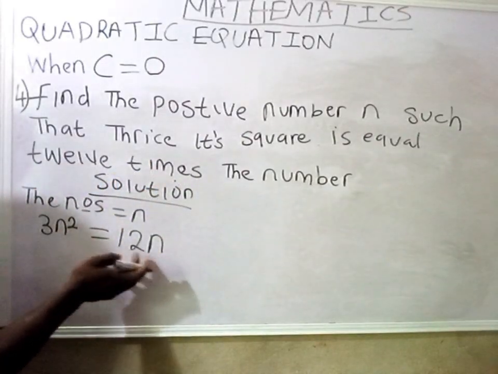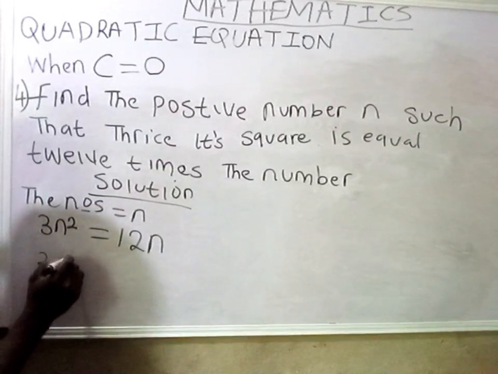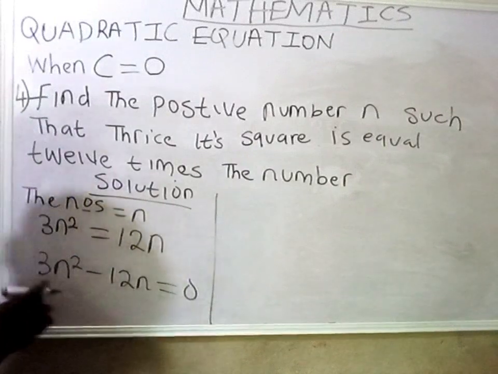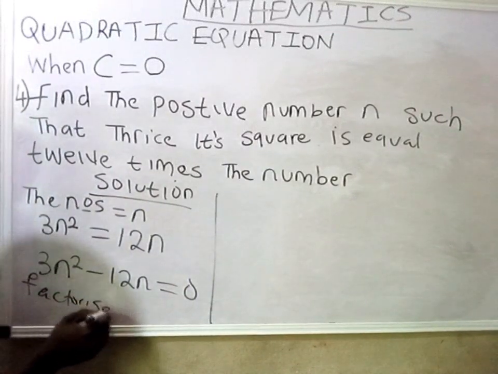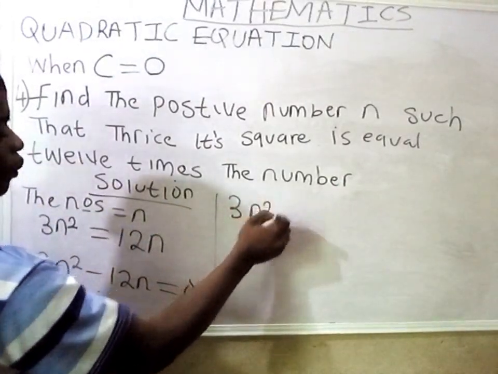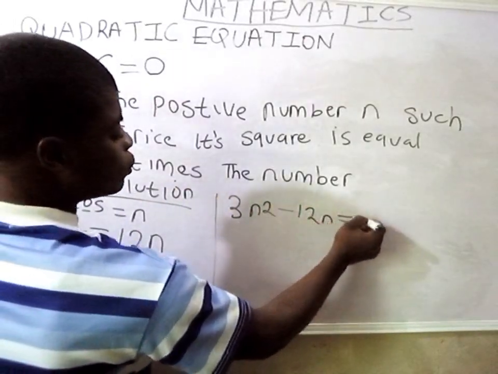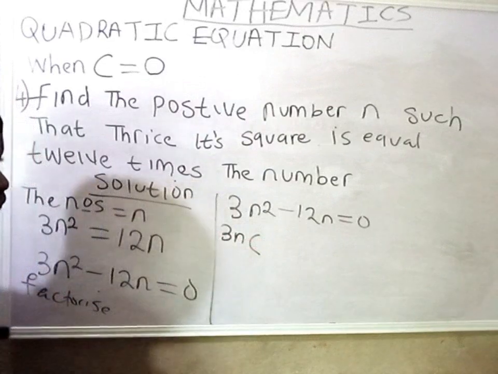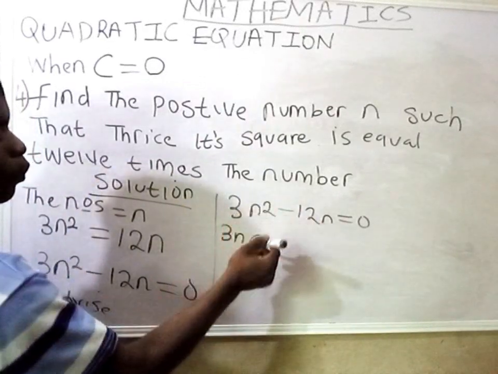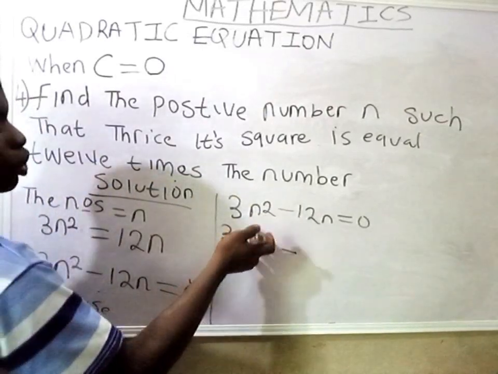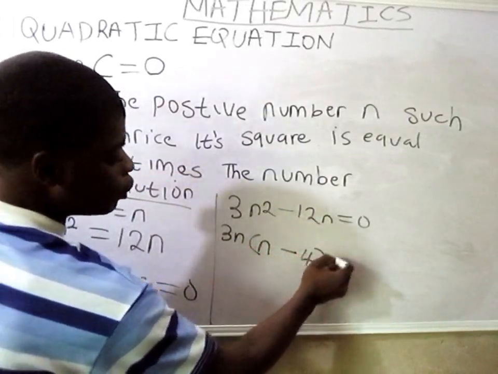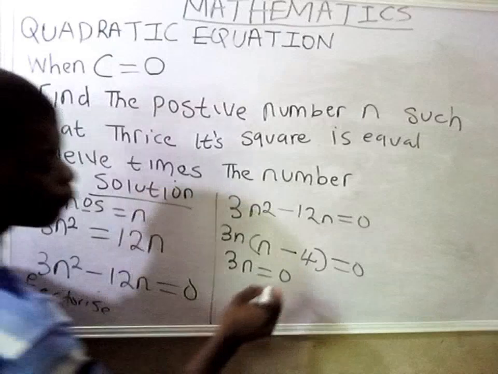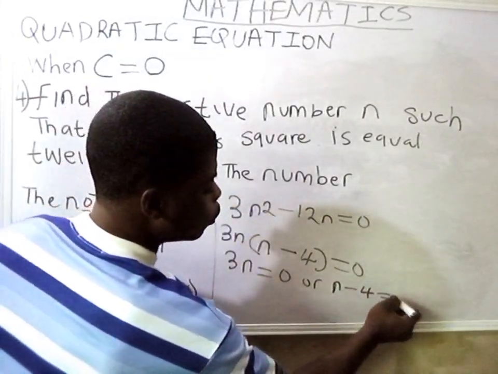So let's take this 12n inside the equation by saying 3n squared minus 12n equals 0. The next thing we do is to factorize. What is common? As you can see, 3 and n are common. So say 3n bracket: 3n into 3n is 3n squared, we have n left; minus 3n into 12n, we have 4 left, equals 0. Then you equate it by saying 3n equals 0 or n minus 4 equals 0.